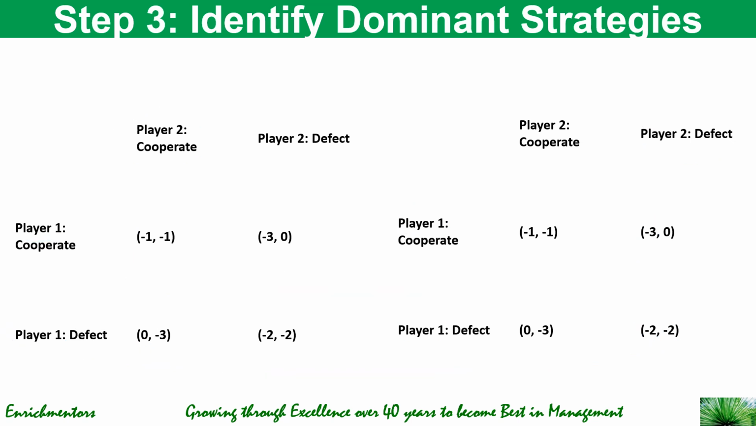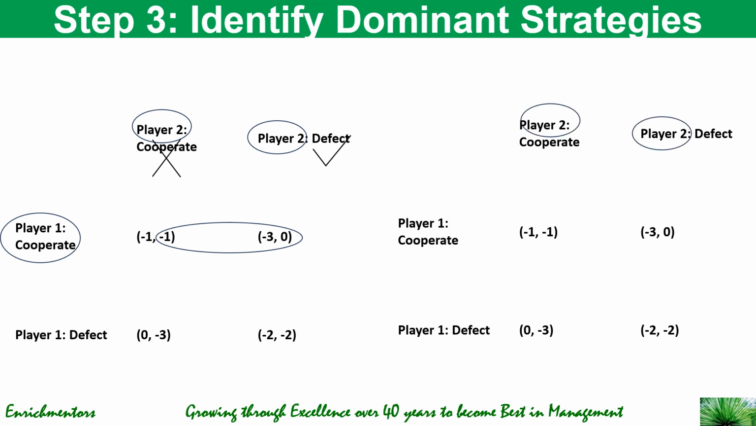Similarly, let's take a look at player 2 now. What happens for player 2? If player 1 cooperates, defection is a better strategy than cooperating for player 2. Why? Because the payoffs are in favor of defection. Player 2 gets a 0 versus -1.